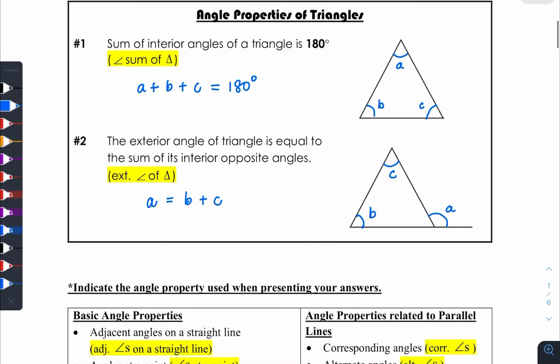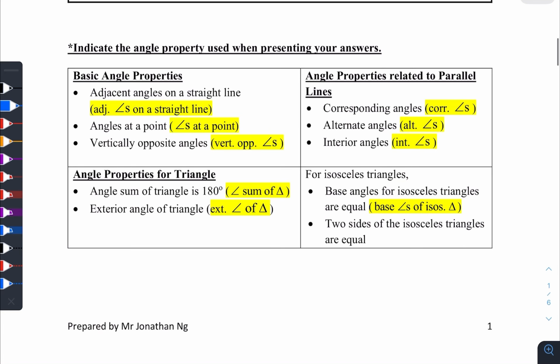Alright, so before we proceed, just a quick reminder for all of you to indicate the angle property when you present your answers. So we have a set of basic angle properties where we have adjacent angles on a straight line that we talked about earlier, angles at a point adding up to 360 degrees, vertically opposite angles which are equal. We have a set of three properties for angles related to parallel lines: corresponding, alternate and interior angles. And in this part, we are looking at angle properties for triangles. So your angle sum of a triangle and the exterior angle of a triangle.